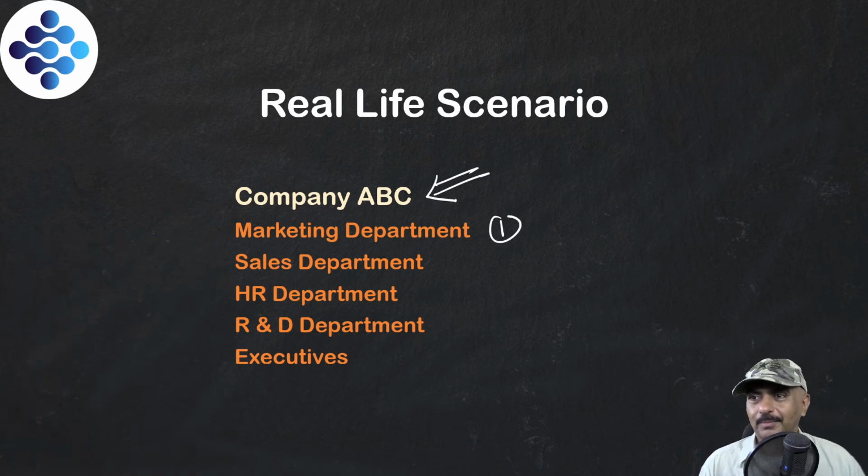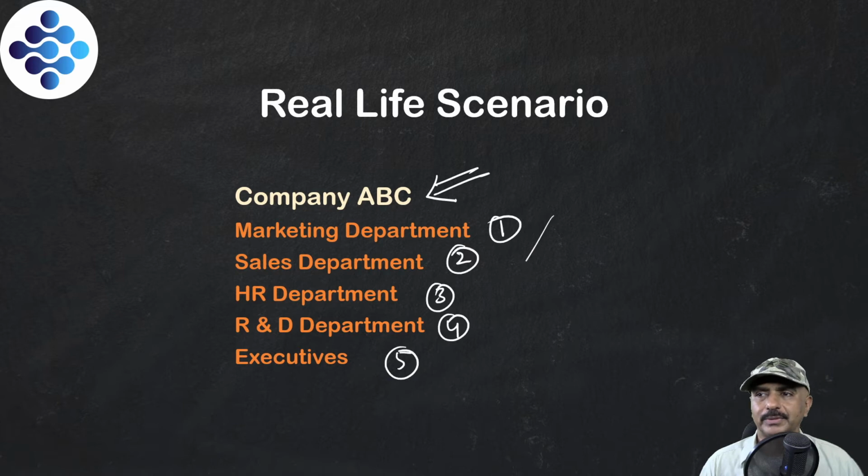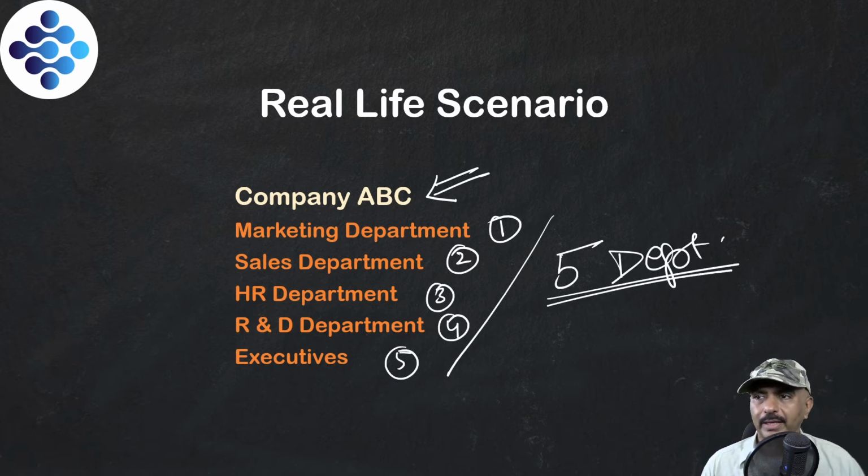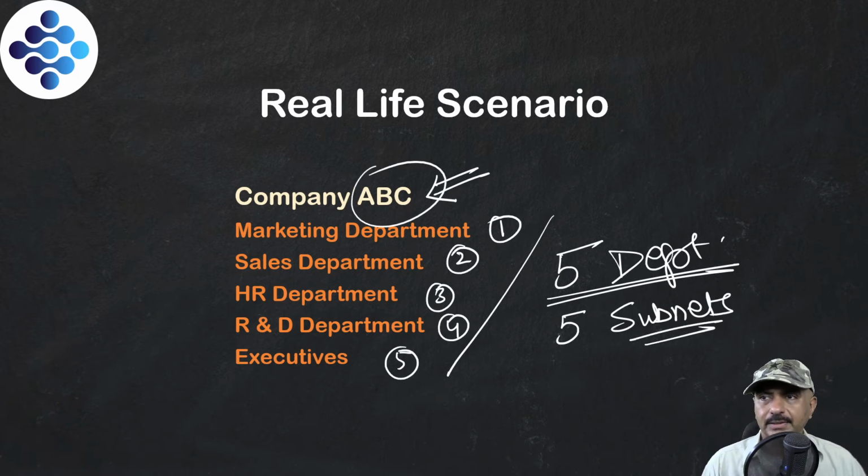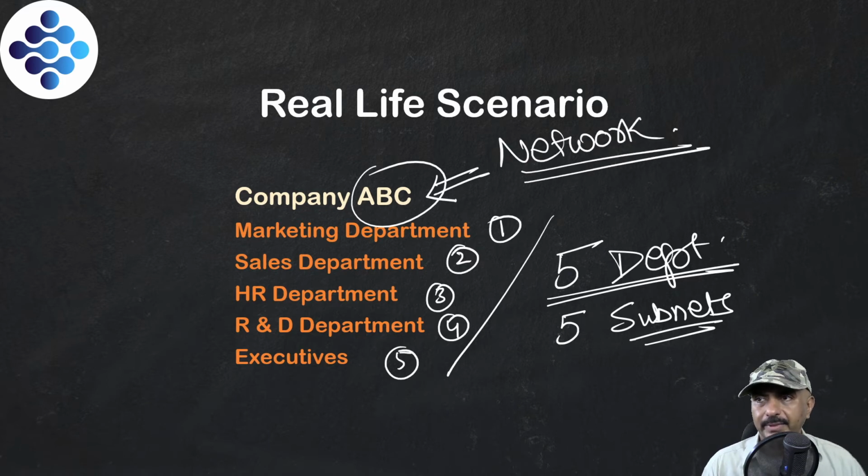Now it has got marketing department, sales department, HR department, R&D department and the executive. So it means we have got the 5 departments. Now every department would like to work independently, so there will be 5 subnets, correct? So this is a major company. Just consider this would be the network, right? This would be the major network, and each department in this company is nothing but a subnet.